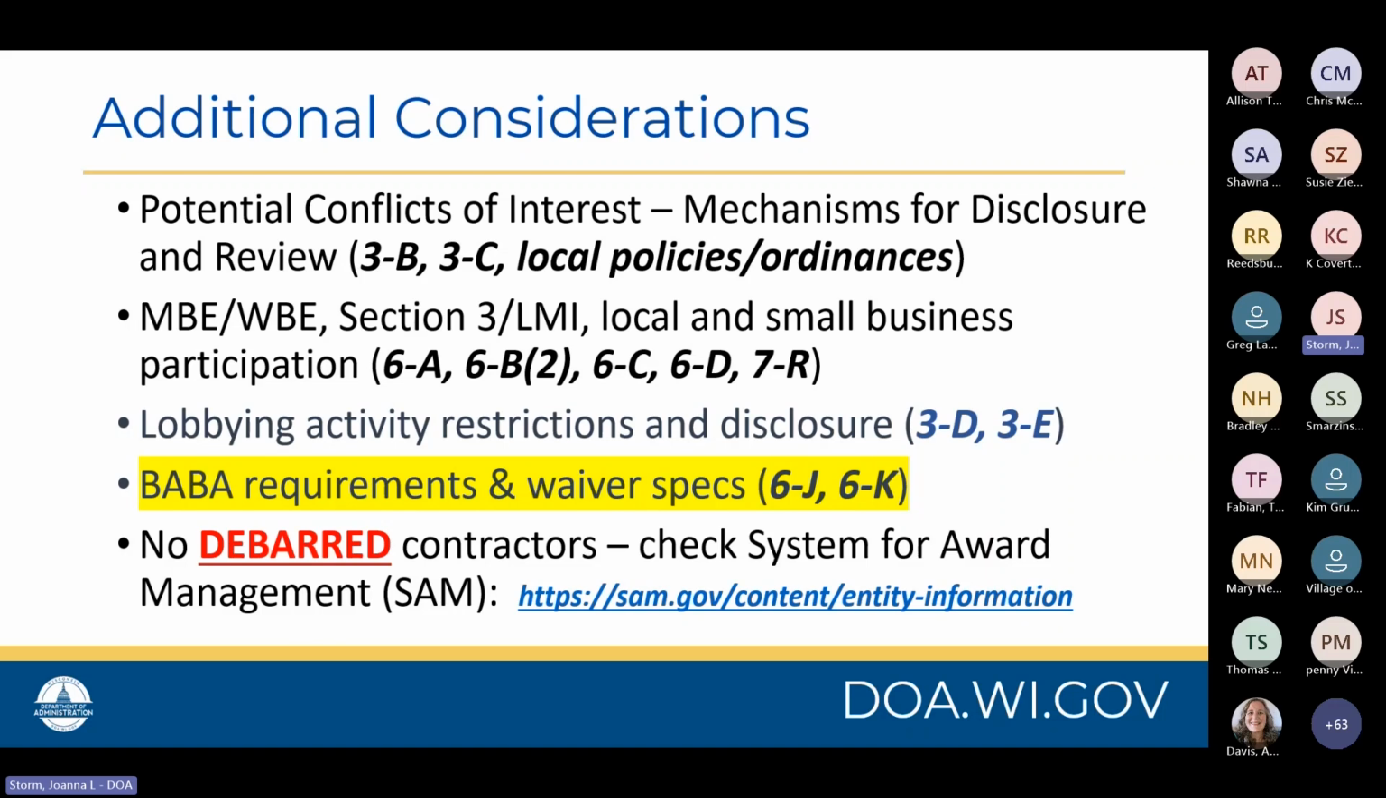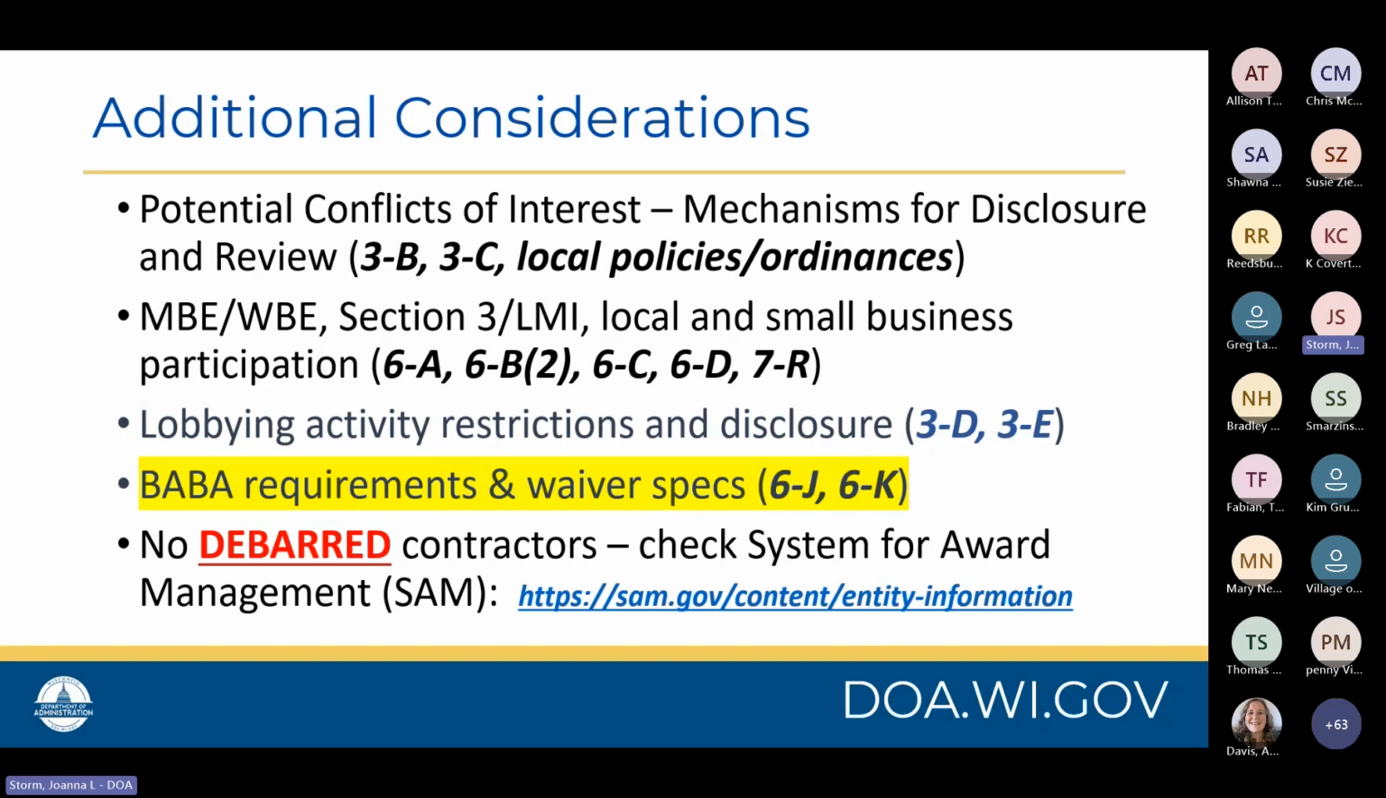CDBG also requires that we have lobbying activity restrictions and the disclosure of any lobbying activities that occur. So refer to our attachments 3D and 3E for additional information. We have highlighted here as well that there are BABA requirements. BABA stands for the Build America, Buy American Act. And there are additional waiver specifications detailed in our implementation handbook. Specifically, you'll want to take a look at attachments 6J and 6K.